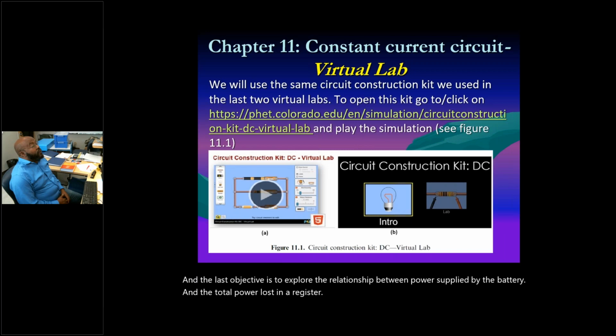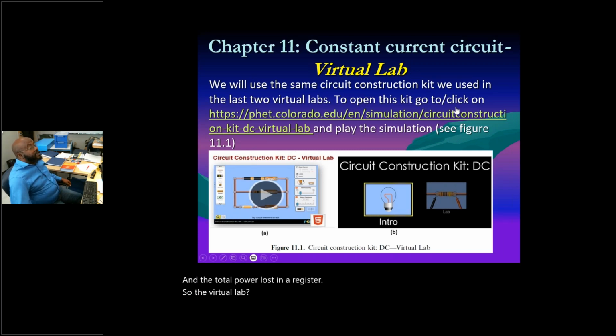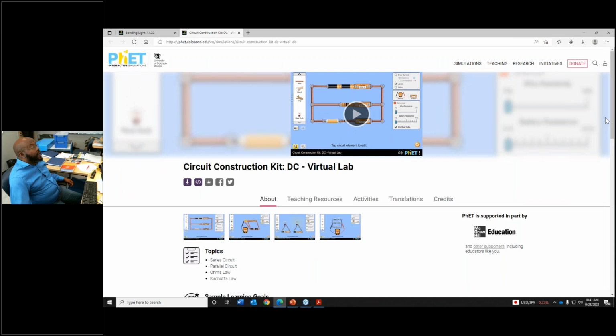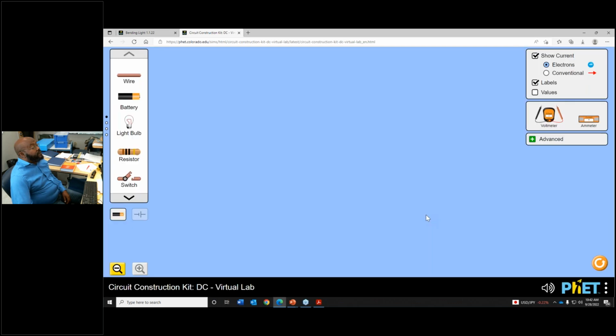So the virtual lab directs them where to go to do the simulation. So they can again click that. It takes them to a DC circuit lab. When they click that, it takes them to the list of things that they need to build a circuit.